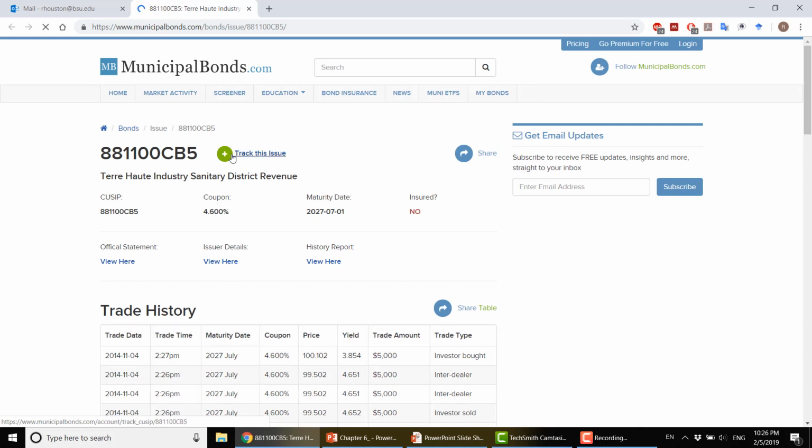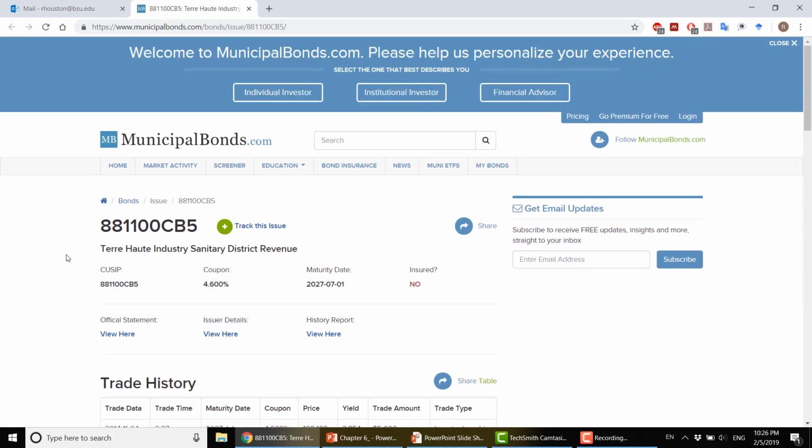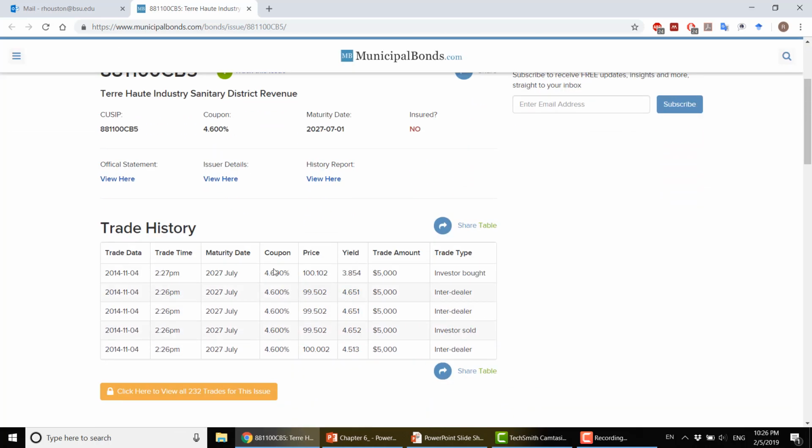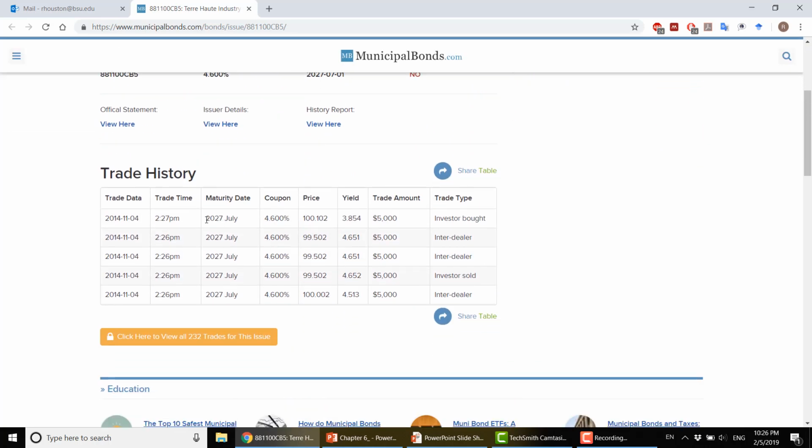The municipal bond I chose was issued in my hometown of Terre Haute, Indiana. You can see that it's maturing in July of 2027. It has a coupon rate of 4.6%. Its price, so present value right now, is 100.102. It's probably got a face value of 100. And its yield, which would be its yield to maturity, is 3.854%.